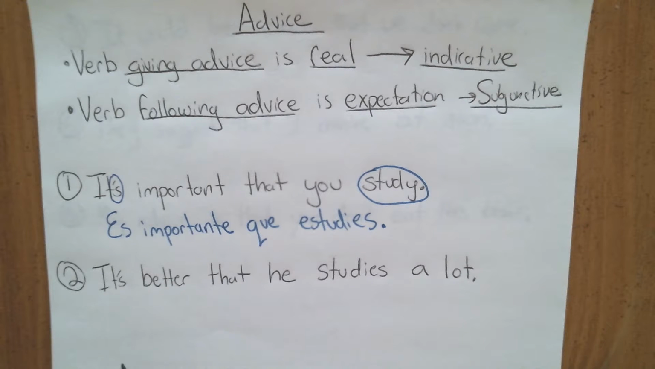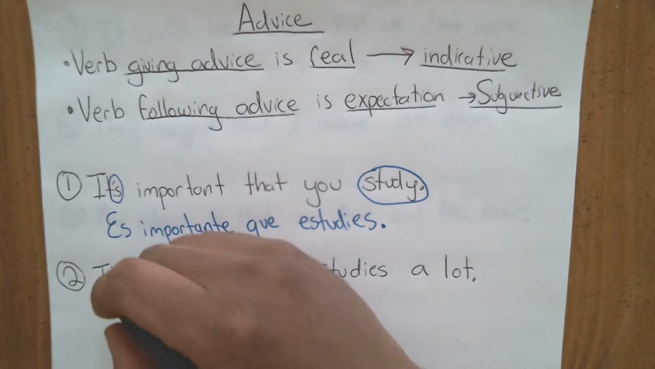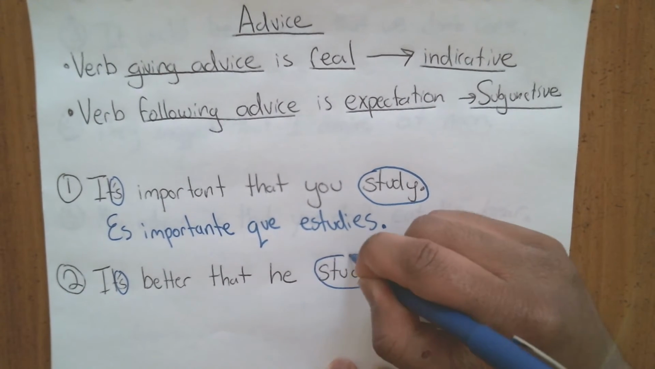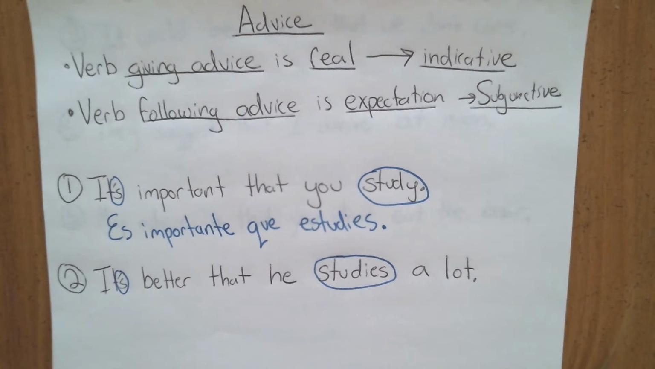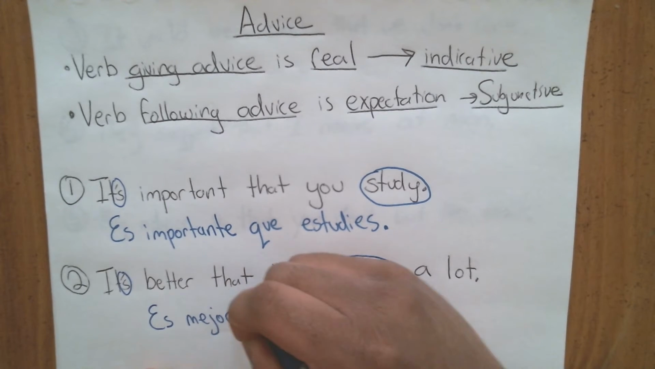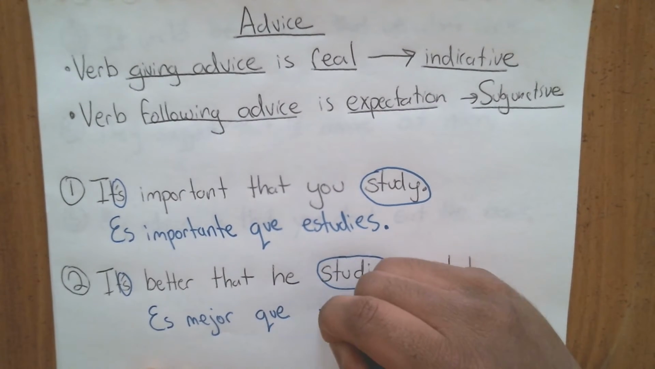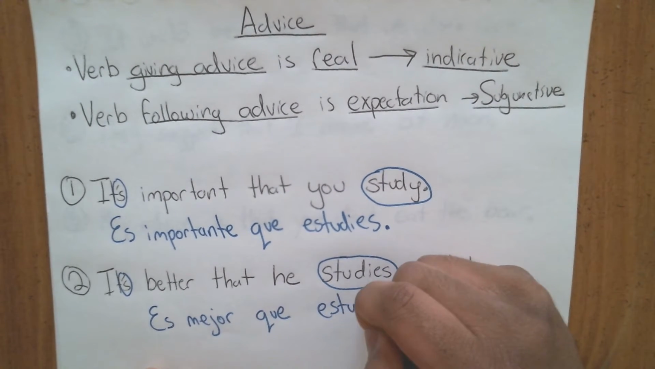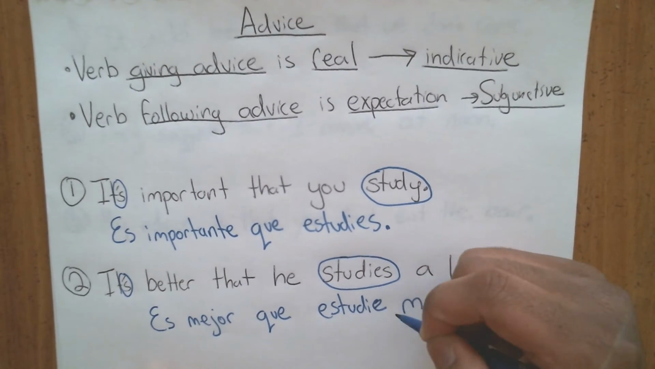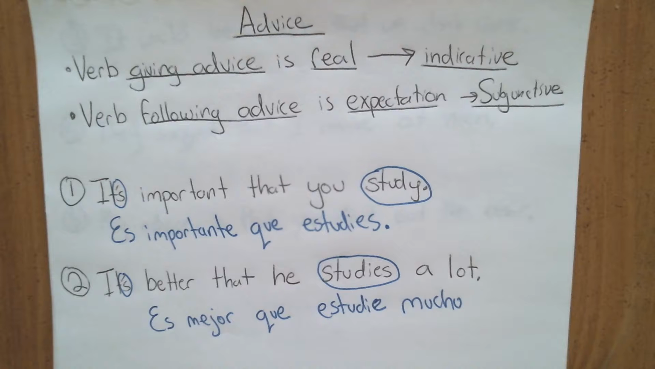Same here. It's better that he studies a lot. Again, this is the verb here, and this is the other verb here. I expect him to study a lot, but he's not actually doing it right now. So this one is just es mejor que estudie mucho. Okay? So estudie being my subjunctive conjugation of the verb estudiar. So you get the idea.